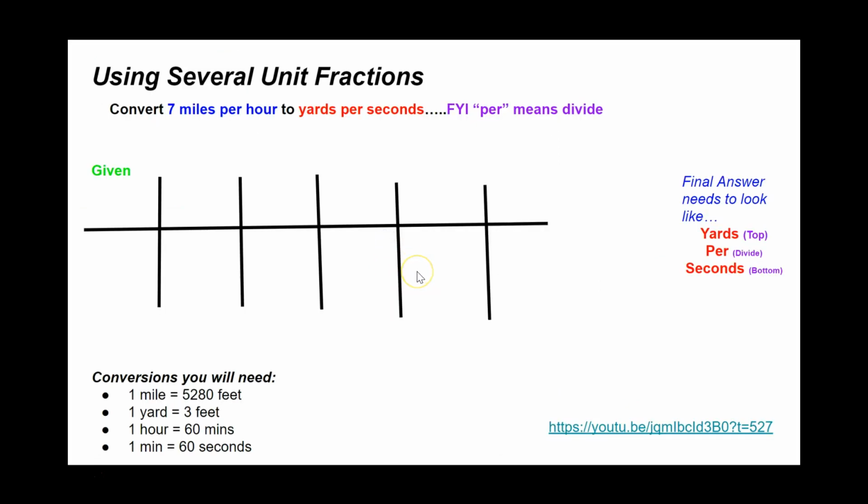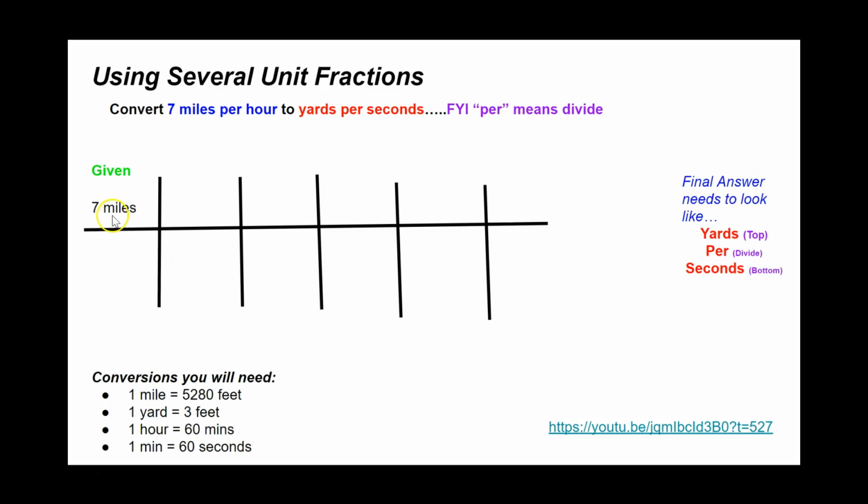Now, for some problems, you're going to have to actually do multiple steps. So here's an example of one going to multiple steps. I want you to convert 7 miles per hour into yards per second. So what are we given first of all? It's the miles and the hours. These miles have to go away and these hours have to go away because what I want to be left with as far as my answer has to be yards per second. So yards per second. That's my final answer and what it needs to look like.